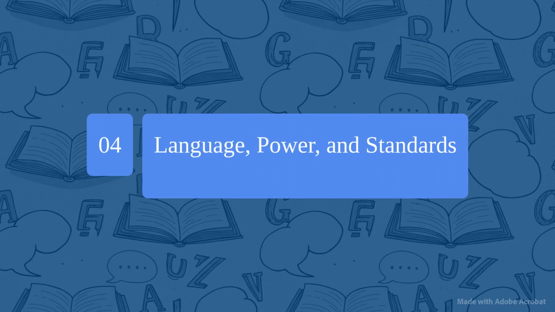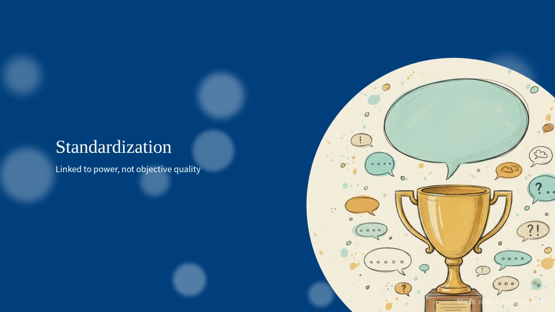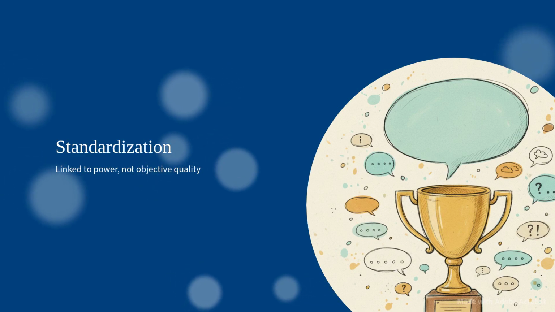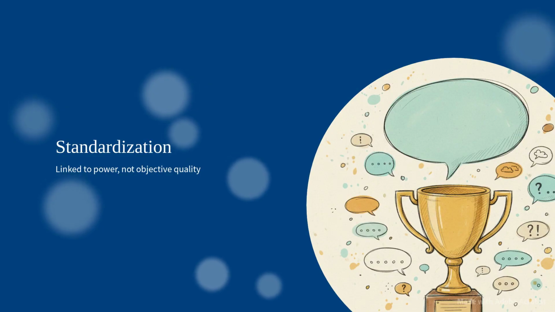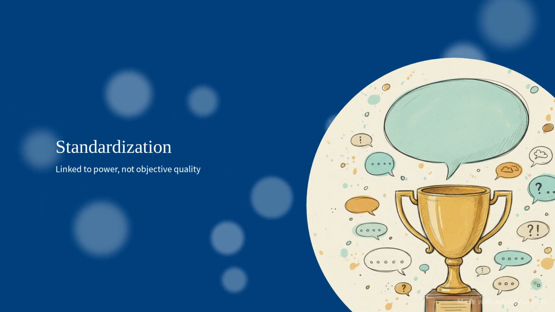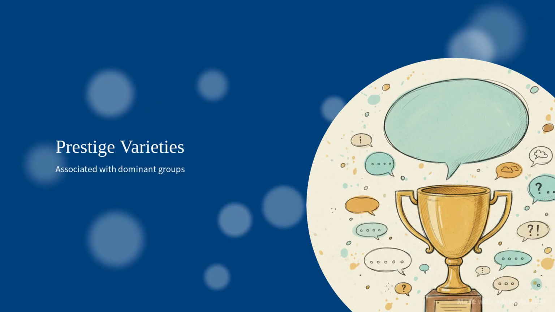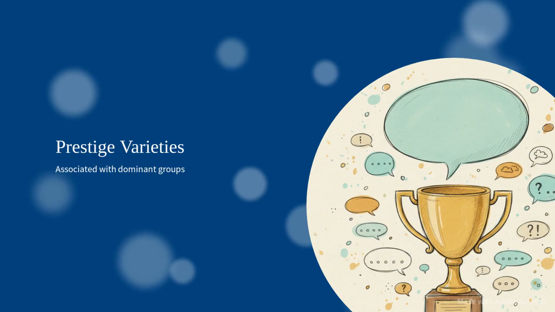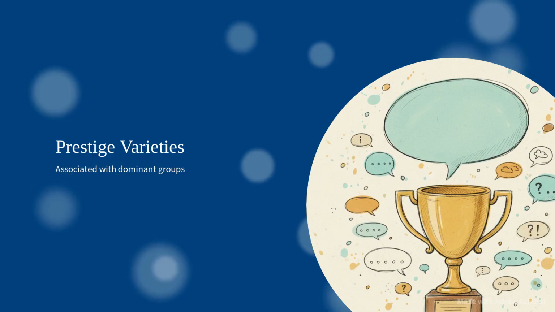In this topic, we confront the social dimensions of language, how power, privilege, and social standards influence which varieties are valued and which are marginalized. Let's explore how certain varieties of language become associated with higher prestige and power. Standardization is linked to social and political power, not to any objective measure of language quality. Prestige varieties are often those spoken by dominant social groups, such as the Queen's English or Standardized French.